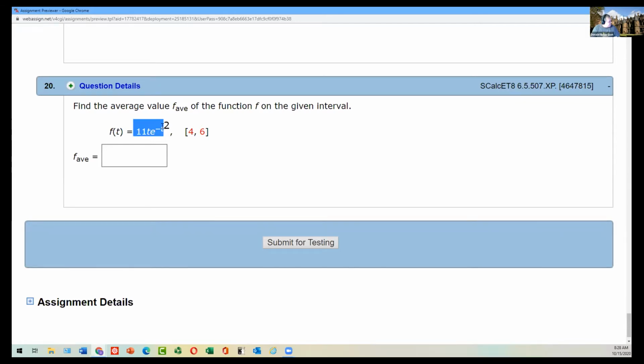Right, in this question here, do you see that you're going to have to do a U sub? And the U sub is going to be what? T squared or negative T squared probably.